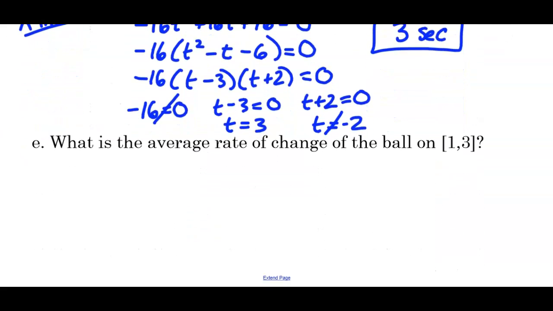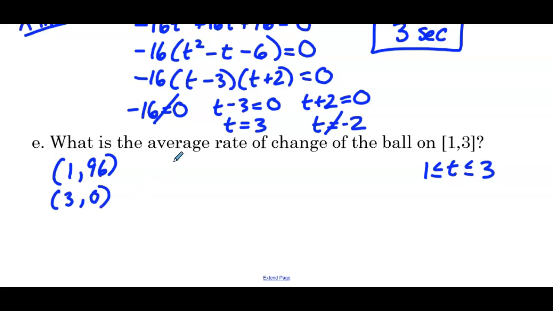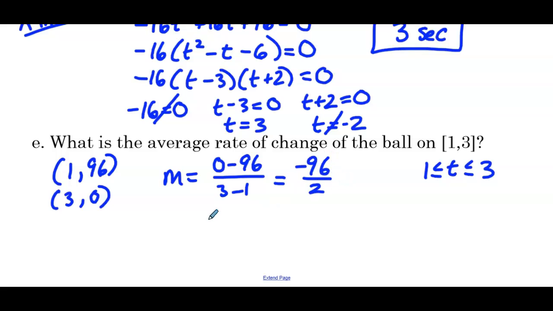And then what is the average rate of change of the ball on the interval 1 to 3? So remember, this is a t interval. We typically thought of this as an x interval, but remember the variable is changed in this function. So 1 is less than or equal to t, which is less than or equal to 3. We know at 1, the height of the ball was 96, and we know at 3, the height is 0. We just found that. So we're finding the slope between those 2 points. So 0 minus 96 over 3 minus 1, which is -96 over 2.